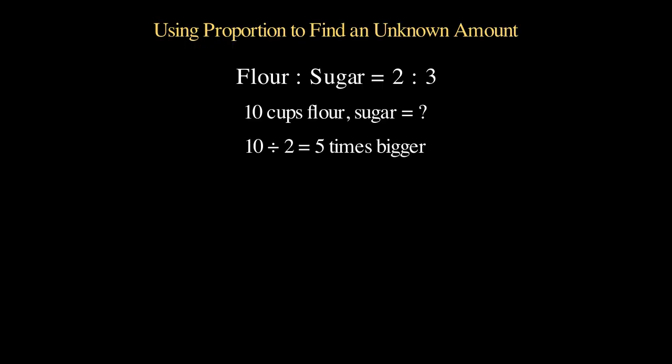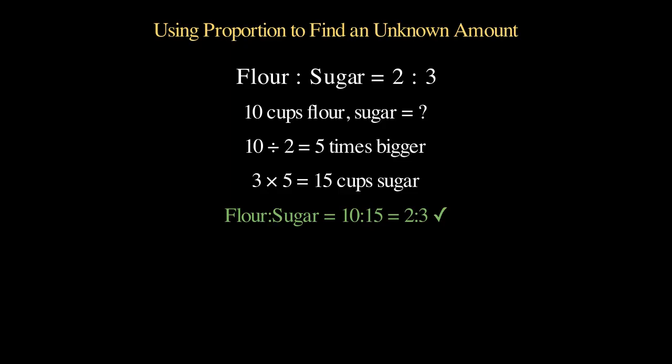10 cups divided by the original 2 parts of flour is 5 times bigger. Since every part of the recipe has to scale up by that very same 5 times, the sugar scales up 5 times too. 3 times 5 is 15 cups of sugar. So 10 cups of flour needs 15 cups of sugar to keep the exact same 2 to 3 taste.